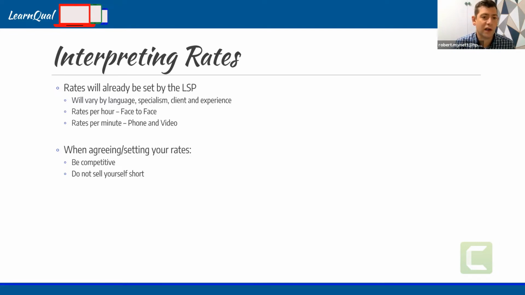You want to find out what kind of rates people who speak your language with your kind of experience are charging, and you want to set your rates around about the same. So it is quite tempting sometimes to try and undercut the competition. So for example, if you're speaking to a language service provider and they're saying that for your language, the rates are £15 an hour, it might be really tempting to get more work to try and drop that, for example, to something like £12 per hour.